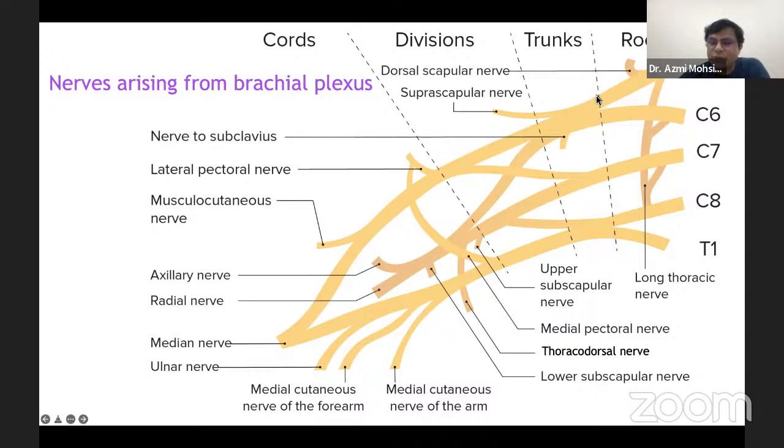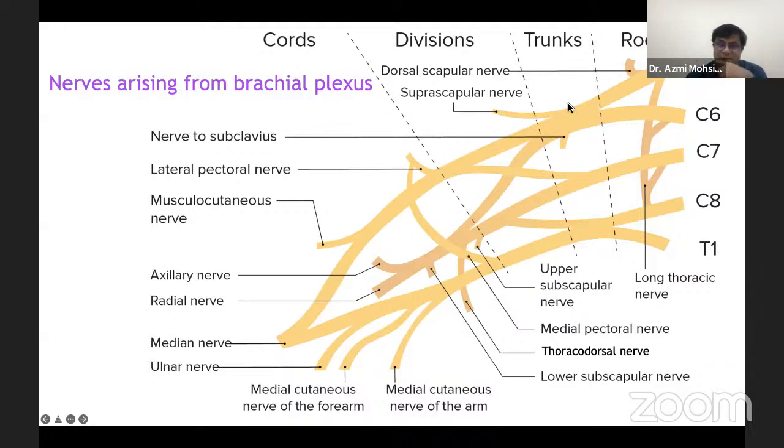Then, as I told you, these roots will join to form the trunks: upper trunk, middle trunk, and the lower trunk, right? And the position of these trunks, I have told you, is the lower portion of the posterior triangle, the supraclavicular or the subclavian triangle.